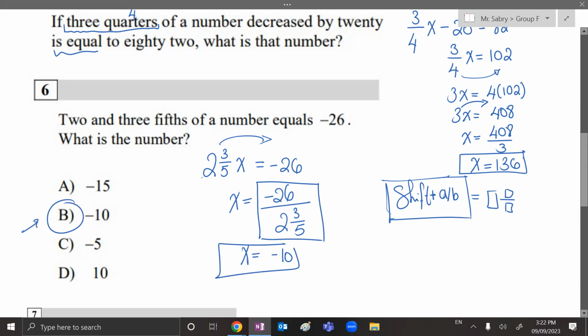Negative 10. Yasin, did you do it? It's negative 10, right? Okay.